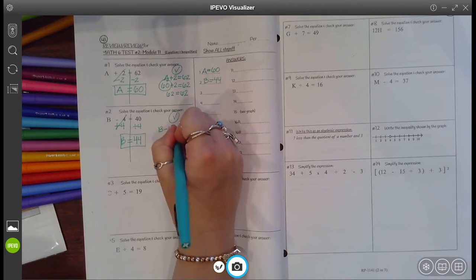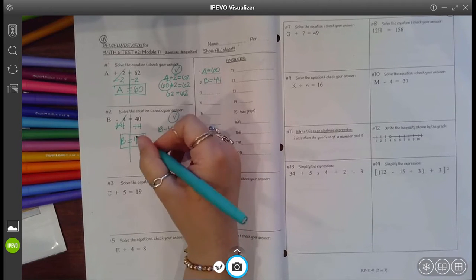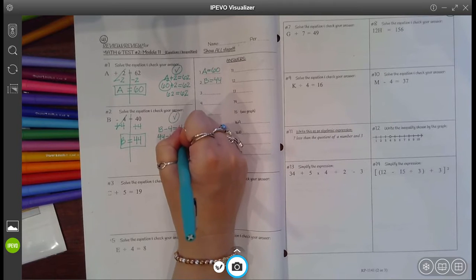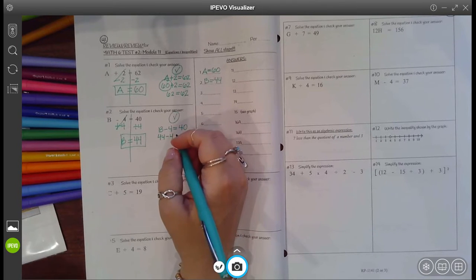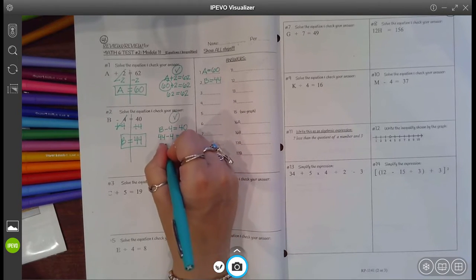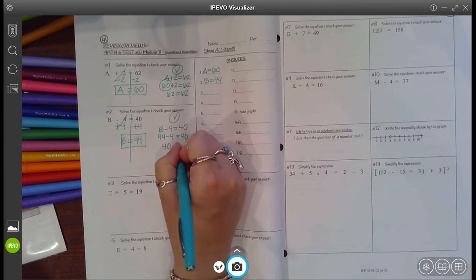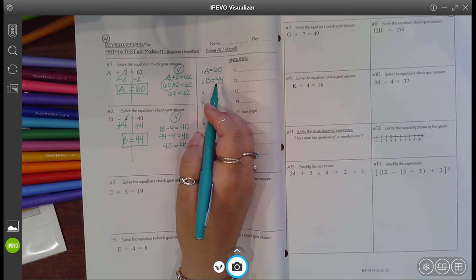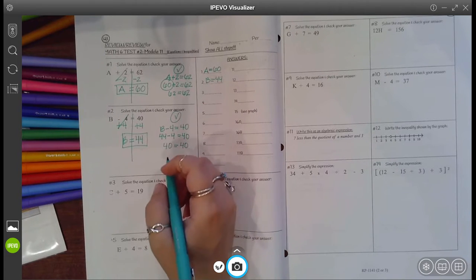B minus 4 equals 40. Replace b with what you think it is. I think b is 44, so that's what I replaced it with. And now I simplify. 44 minus 4 is 40. Bring down your equals, bring down your 40. That's a true statement, so then I don't have to erase this and retry. I can move on to the next problem.